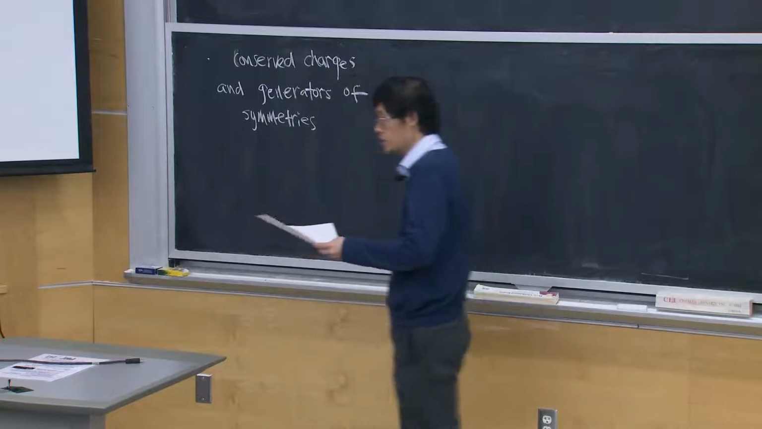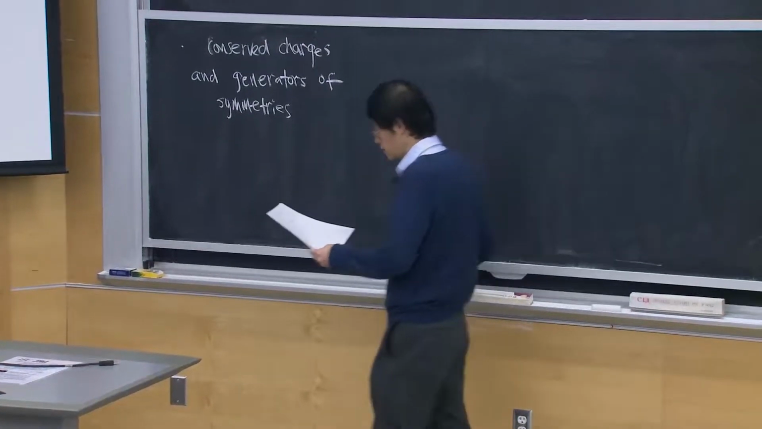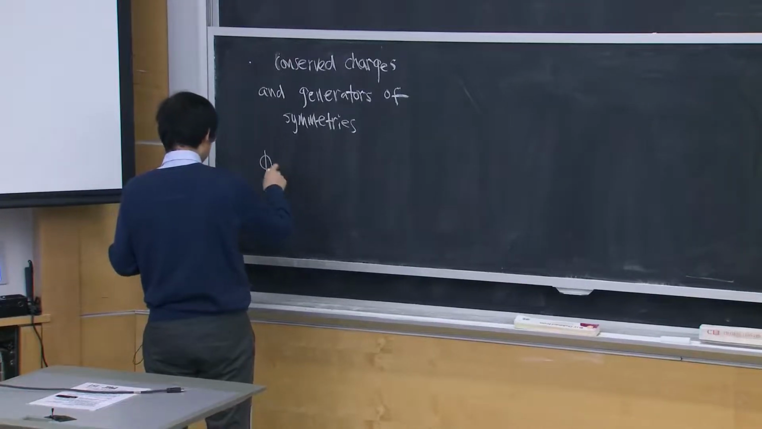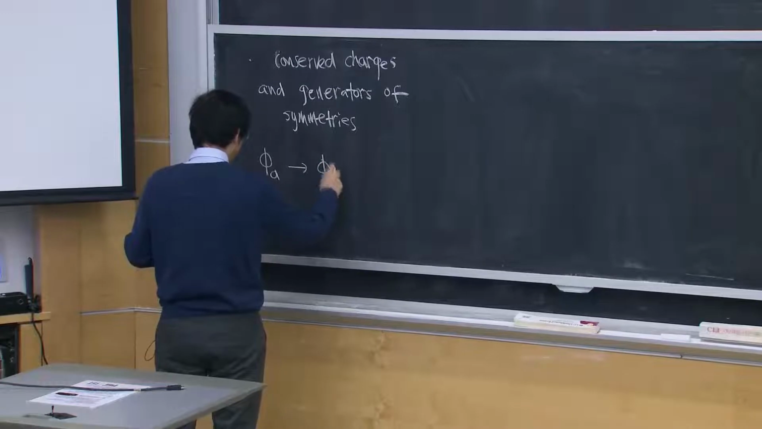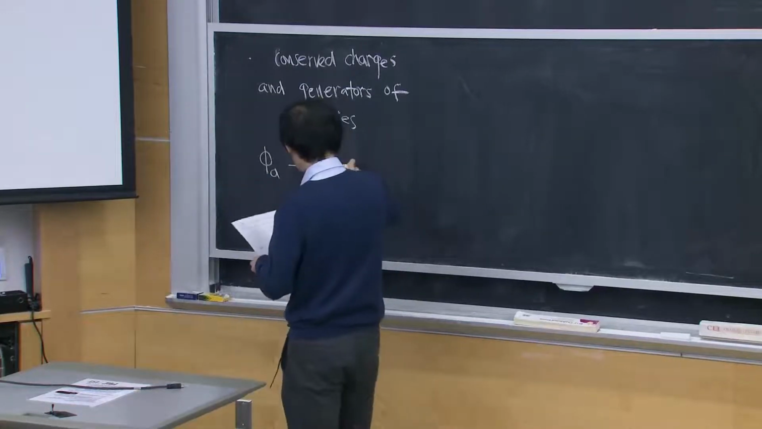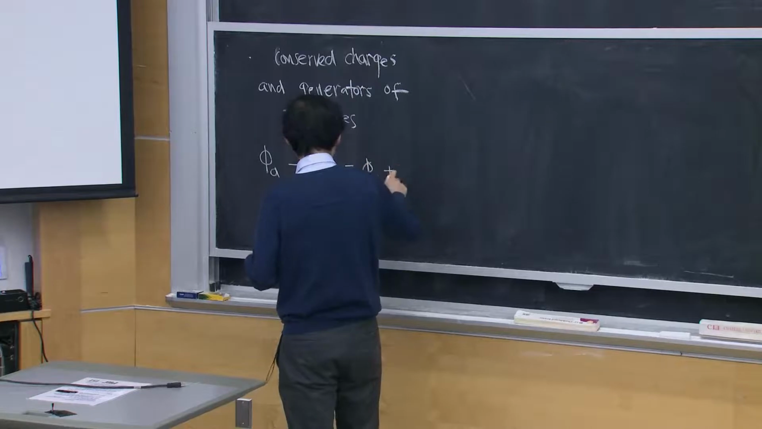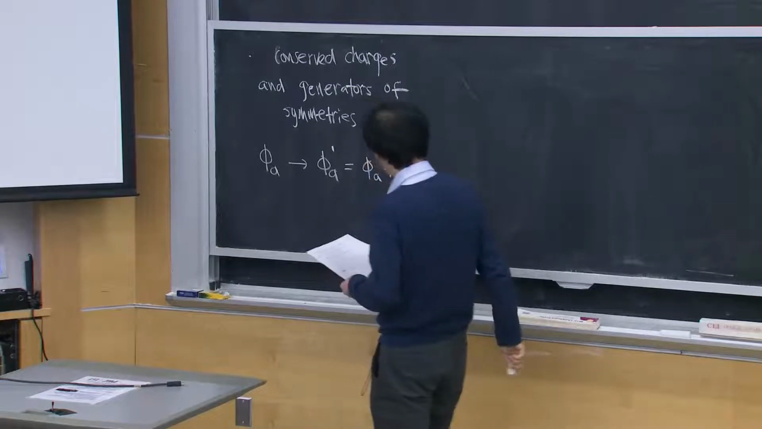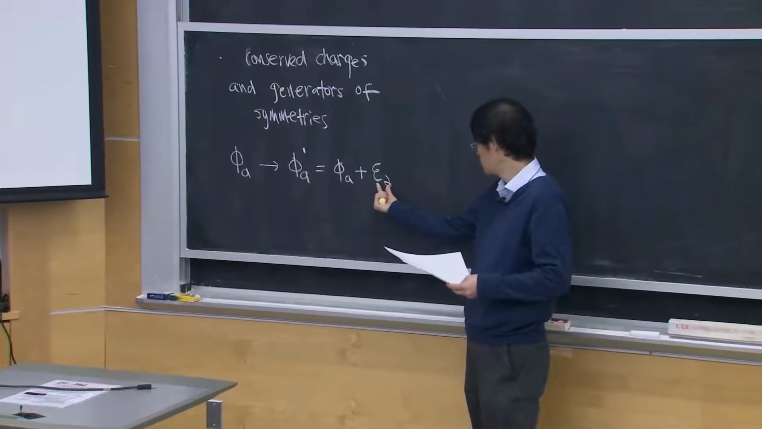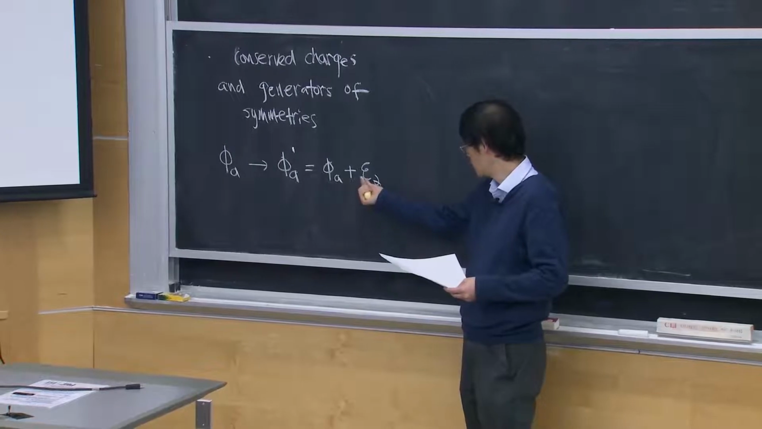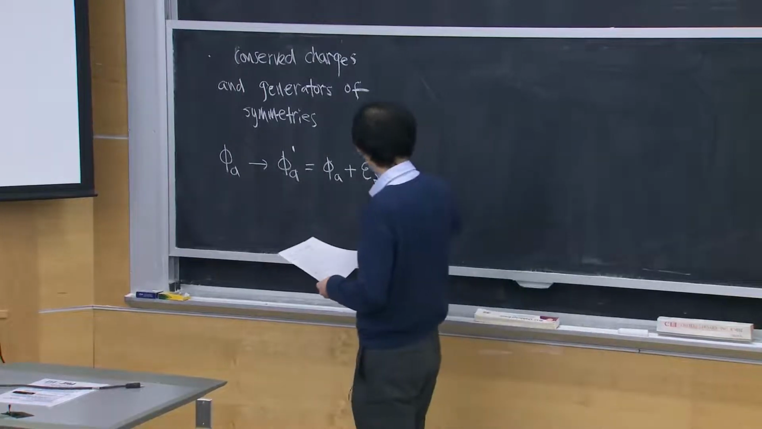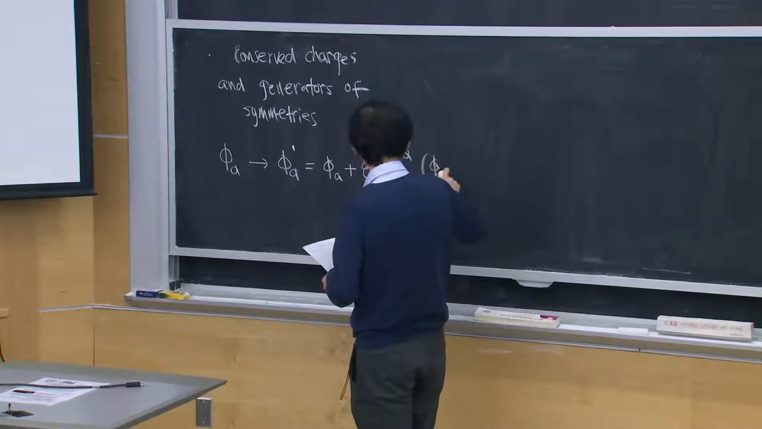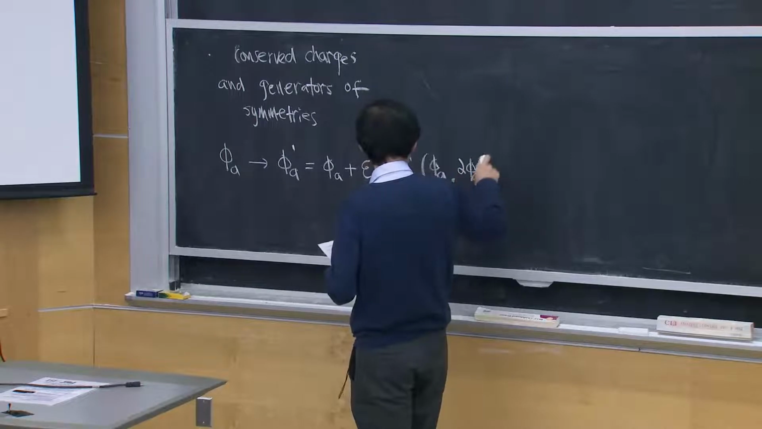Okay, so classically, a symmetric transformation means that if you take phi a to some phi a prime, normally we write it in the infinitesimal way, introducing some parameter epsilon. I can also have multiple symmetries, so alpha labels different transformations, and this is the transformation, which can depend on phi a and also on its derivatives, etc.